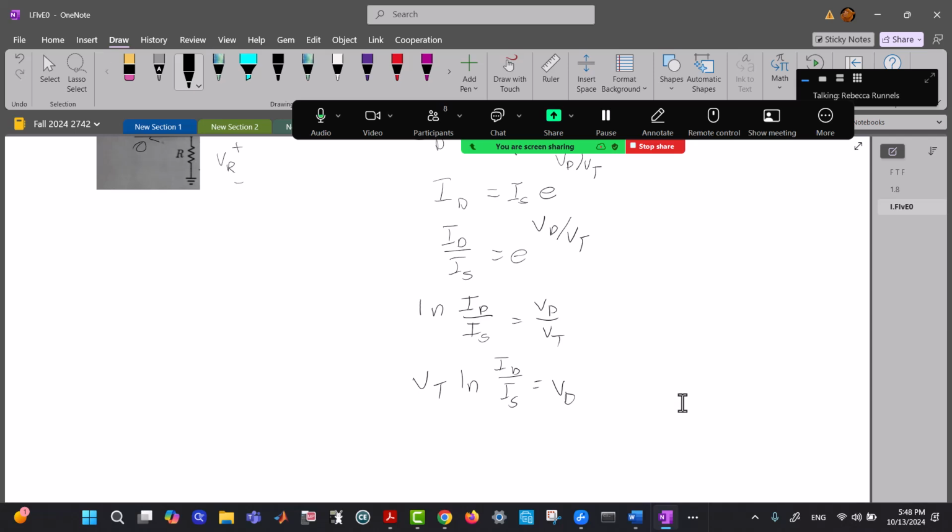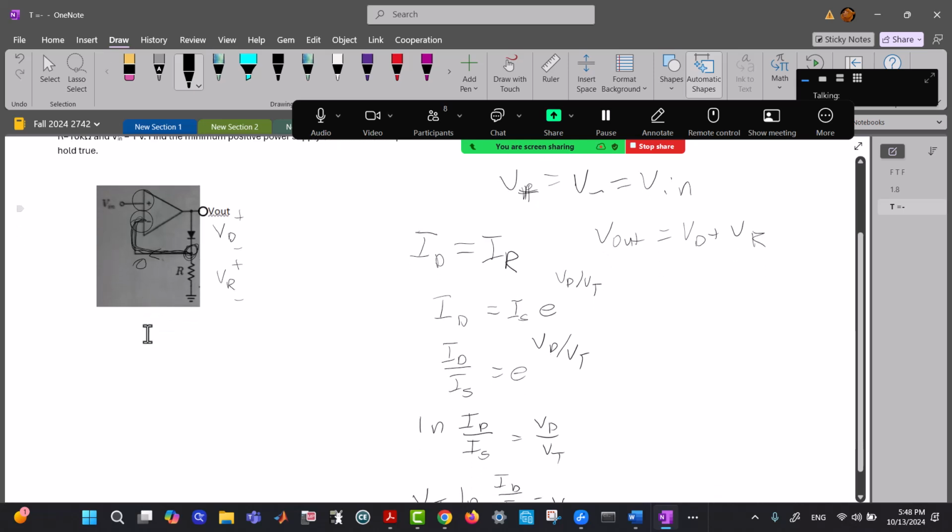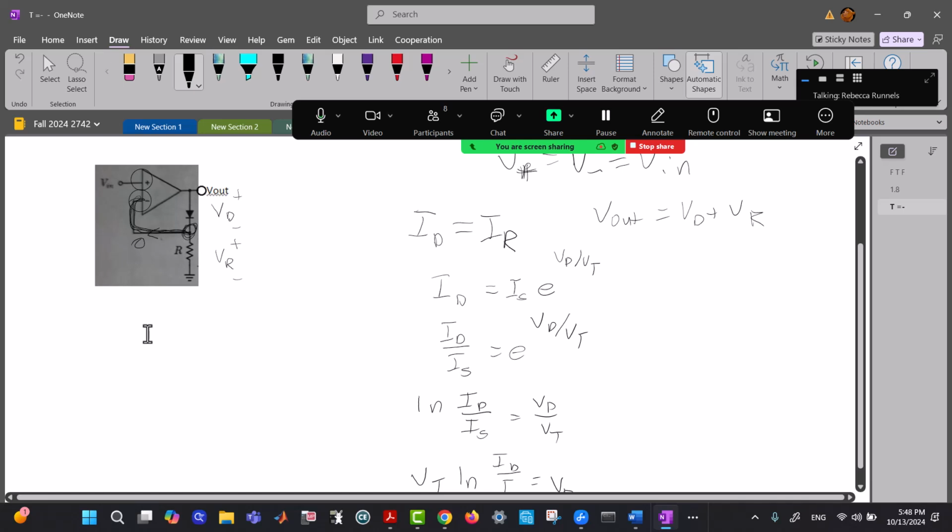And then I can say, going back and looking at my op amp, that Vn has to equal V plus, has to equal V minus, and there's no resistor in this branch right here, so that has to equal the voltage right there. And so I can say that VR equals Vn, or that V out equals VD plus Vn.